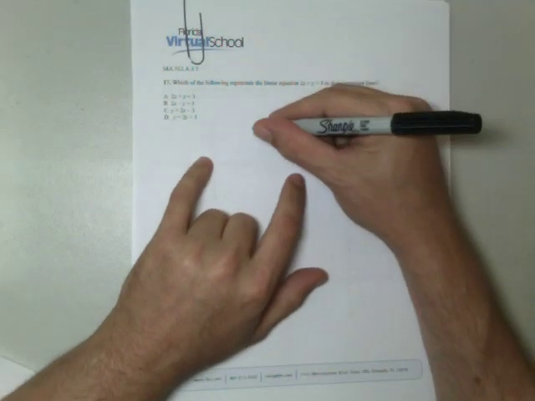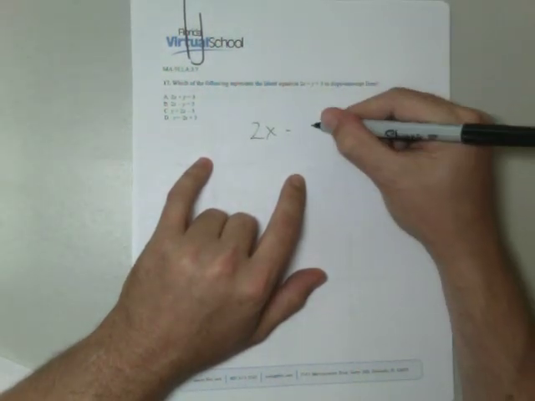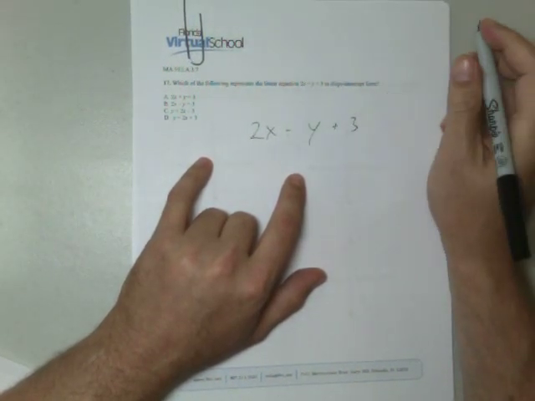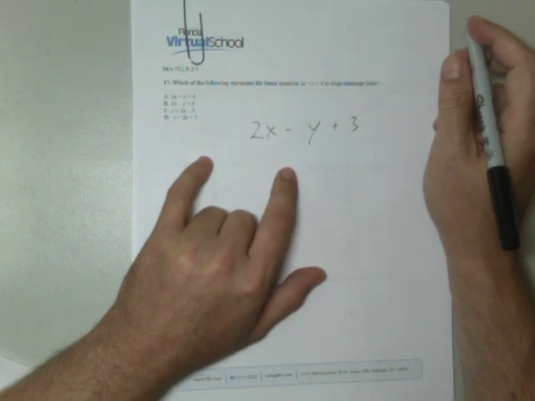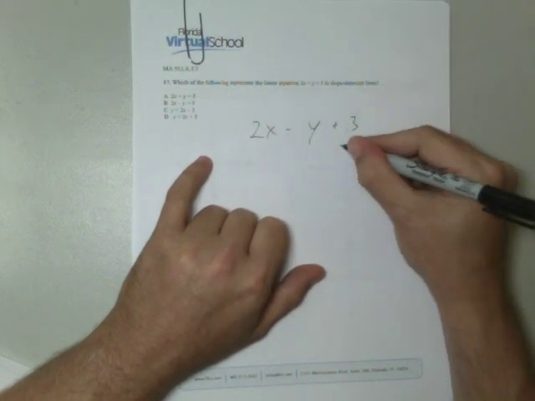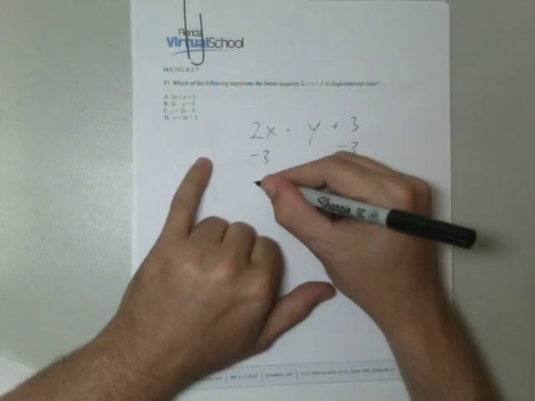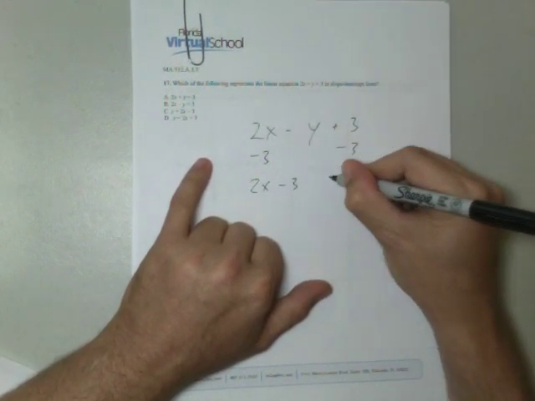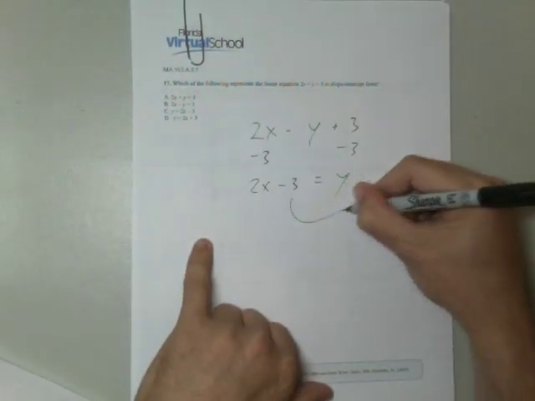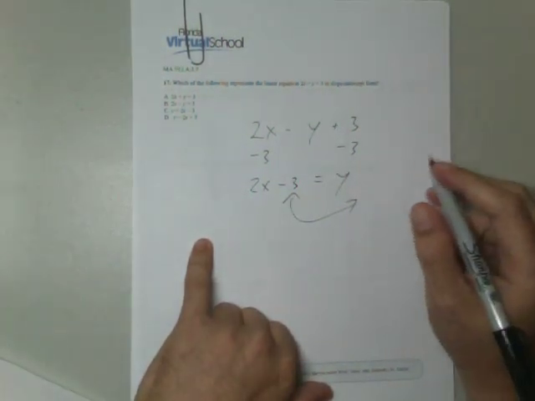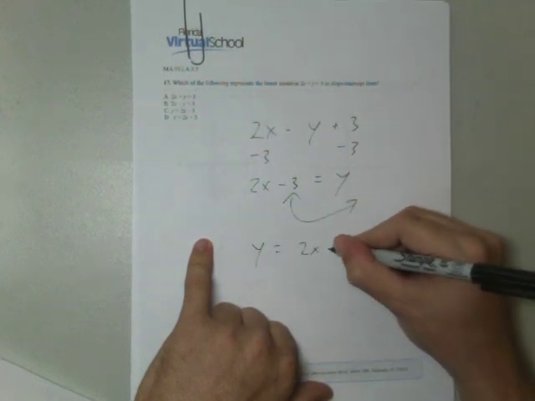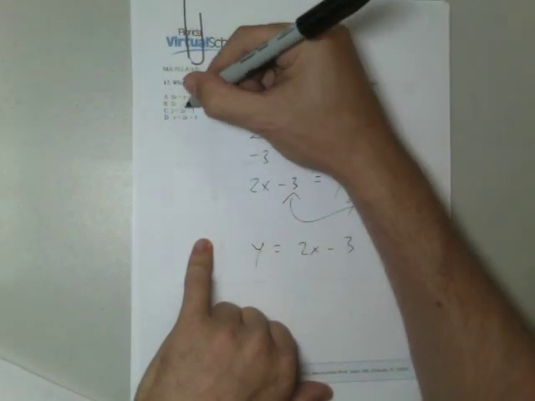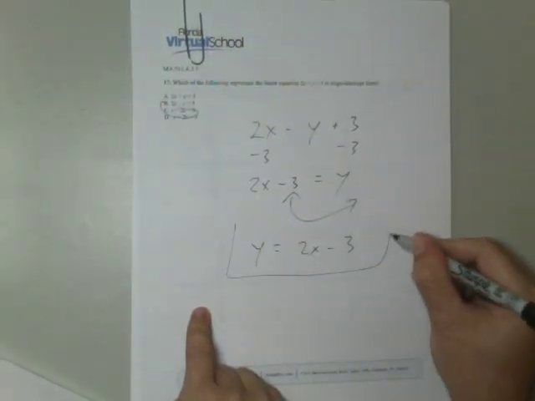Which of the following represents the linear equation 2x equals y plus 3 in slope-intercept form, which is y equals mx plus b form? Well, I'll subtract 3 from both sides, and I will get 2x minus 3 is equal to y. I can switch these two, and I will get y equals 2x minus 3. In this case, answer choice C.